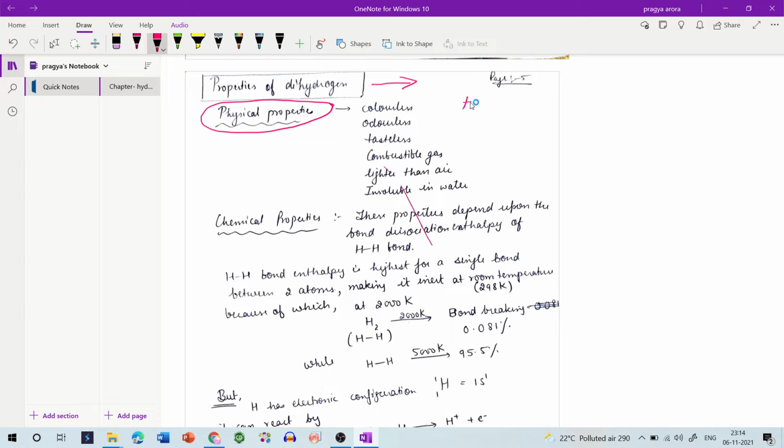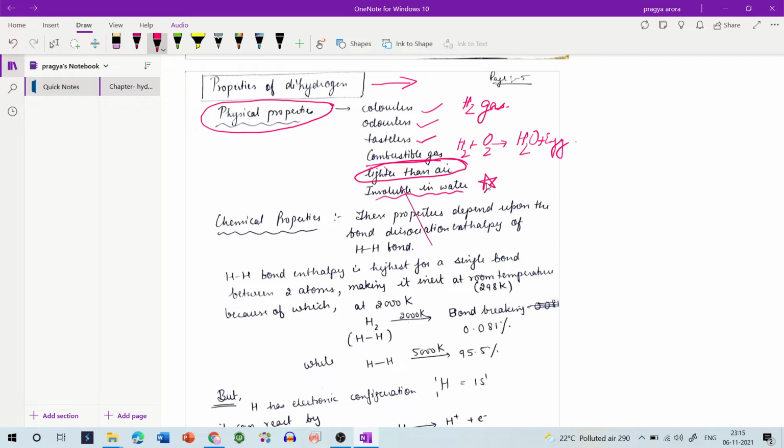Hydrogen exists as H2 gas in nature. It is colorless, odorless, and tasteless. It is a combustible gas, that's why H2 when burnt with oxygen releases H2O as a byproduct along with energy. Okay, it is lighter than air and it is insoluble in water.